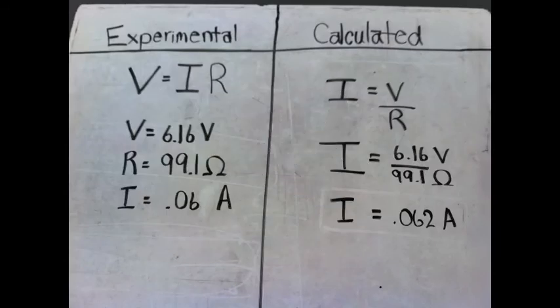So as you can see from our calculations here, we have our experimental values on the left and our calculated value on the right. Experimental is what we actually found when we did the experiment, and that's 0.06 amps for the current. And our calculated value using V equals IR, which is Ohm's law, was 0.062 amps. So you can see that they're almost identical.